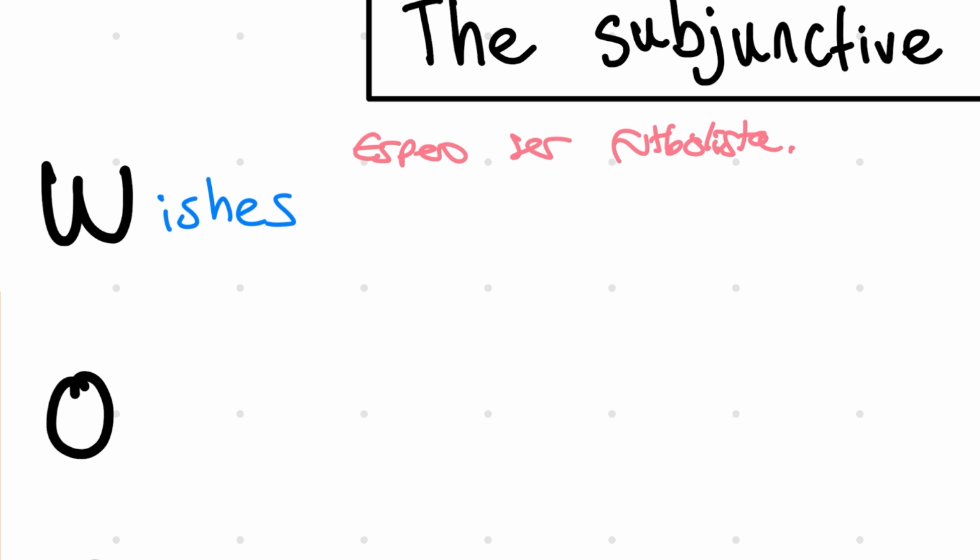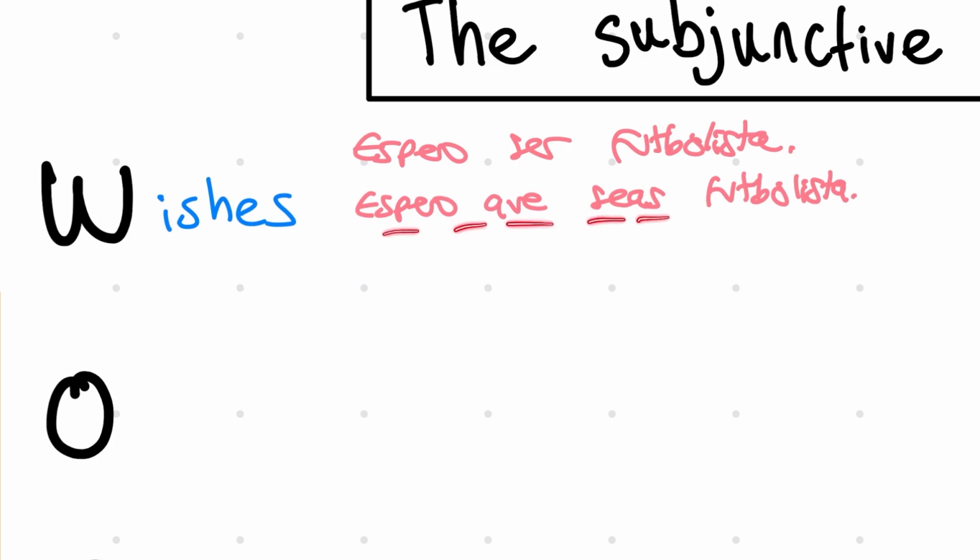However, once we use the same sentence for someone else, we have to use the subjunctive. So, espero que seas futbolista. I hope that you be, or you will become, or you are a footballer. We have to say espero que because it's not for ourselves anymore, we've got a different subject. We're saying I hope that you be a footballer. And in Spanish for jobs, we don't say "a," so there's no un or una here. It's just ser futbolista, seas futbolista.